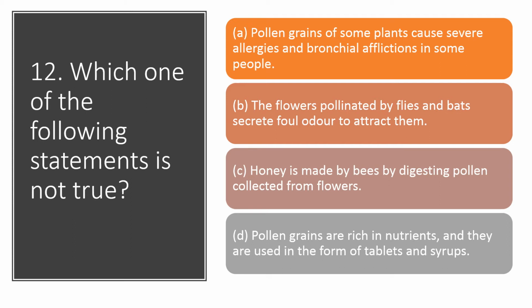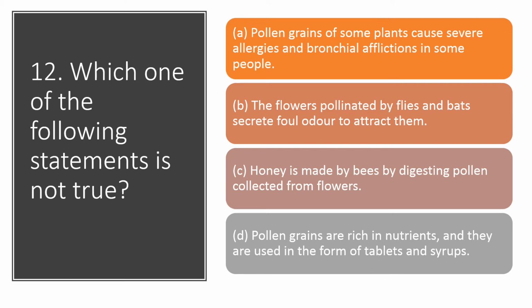And C, the honey is made by bees by digesting the pollen collected from flowers. Now, honey is made from nectar and pollens. Bees collect pollen and nectar in the spring when most flowers and plants are in bloom. They collect them in their stomach, but the nectar mixes with the protein and enzymes produced by the bees, which converts the nectar into honey. So honey is made by bees by digesting the pollen grains collected from flowers.